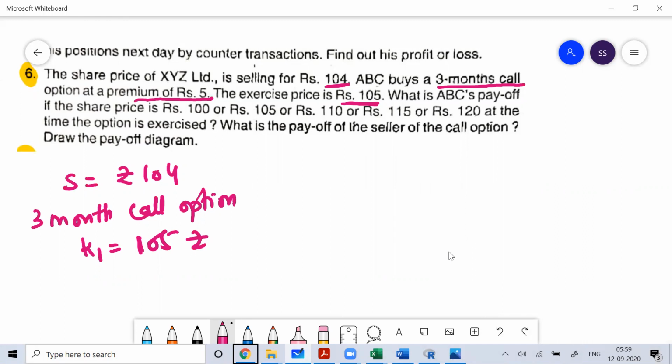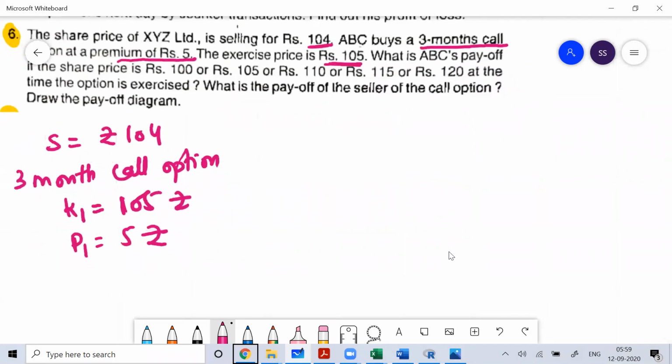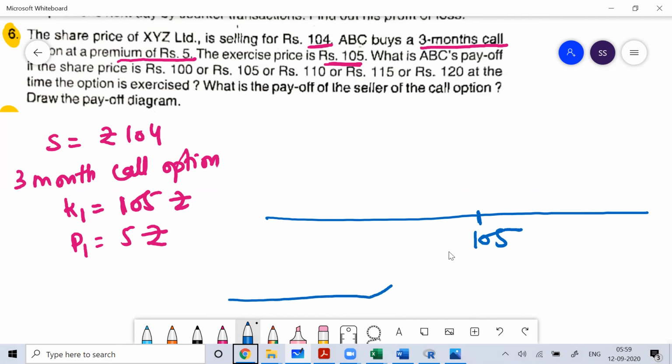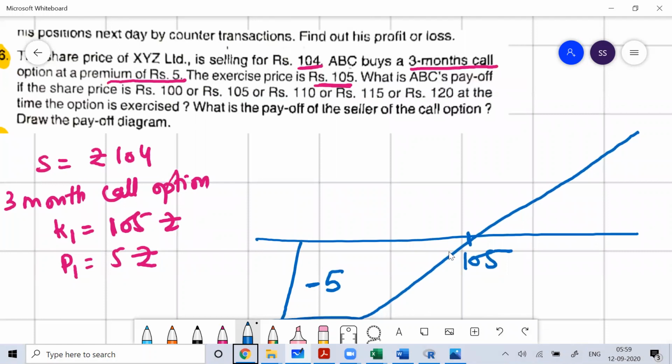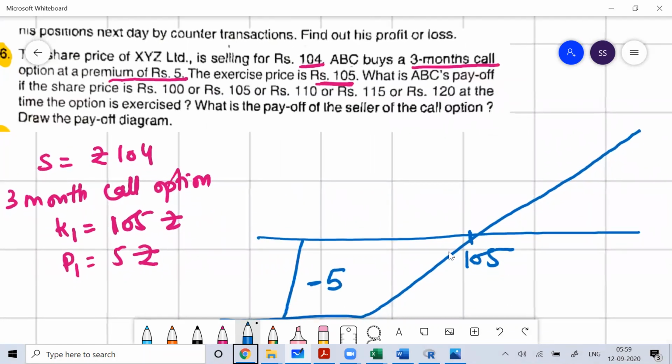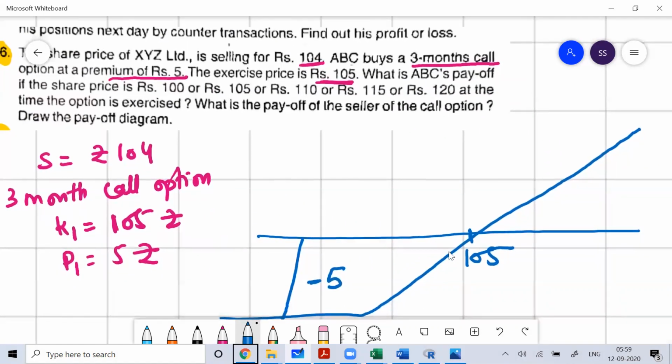So what is the ABC payoff? What is the premium? They have given the premium, so the premium is 5 rupees, and 105 is the strike price. He took a call option and paid a premium of 5 rupees. The share price of XY Limited is 104. ABC buys a 3-month call option at a premium of 5 rupees. The exercise price is 105.